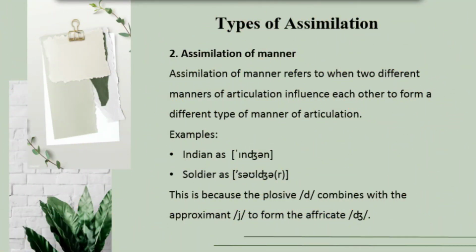The next type is assimilation of manner. Assimilation of manner refers to when two different manners of articulation influence each other to form a different type of manner of articulation. For examples, Indian as Indian, soldier as soldier. This is because the plosive d combines with the approximant y to form the affricate j. So here we can read Indian as Indian, soldier as soldier.